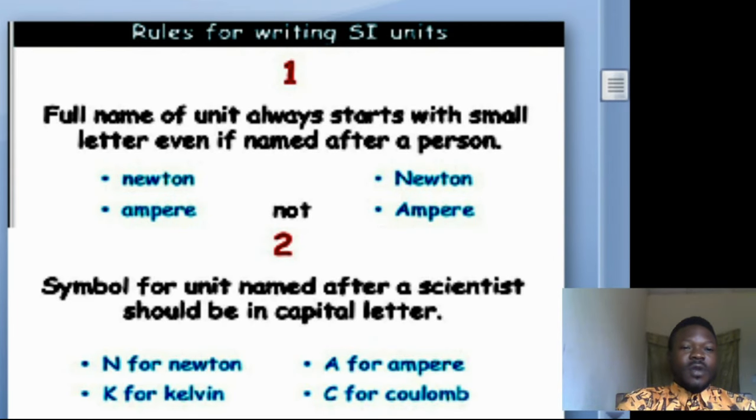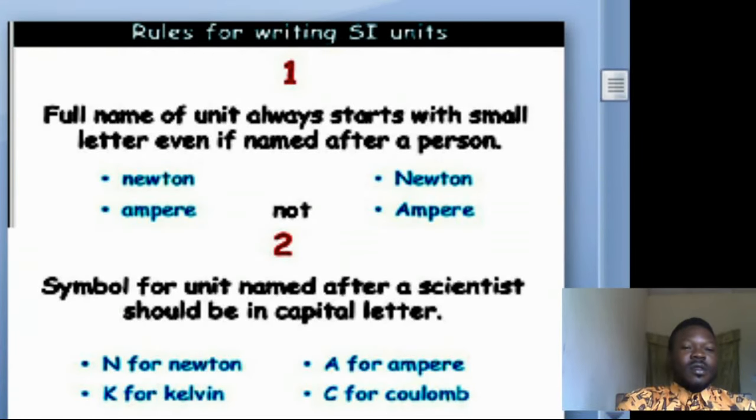Now, the full name of a unit always starts with a small letter. Anytime you are writing units, you don't start with a capital letter, even if it is named after a scientist. For example, newton, you don't write capital Newton. Ampere is a name though, but you don't write it as capital ampere, you write it as small ampere.